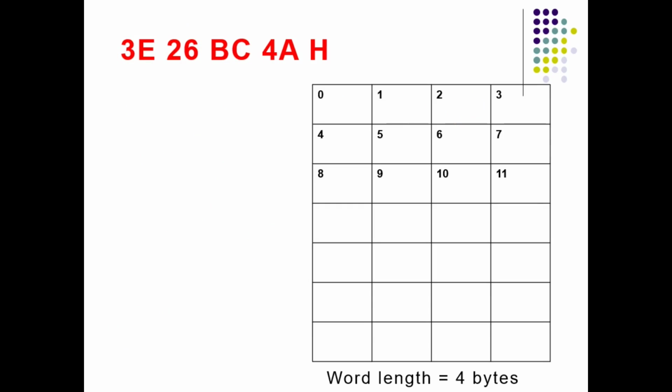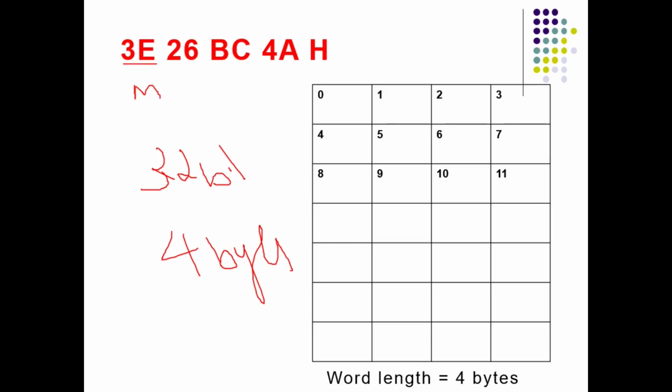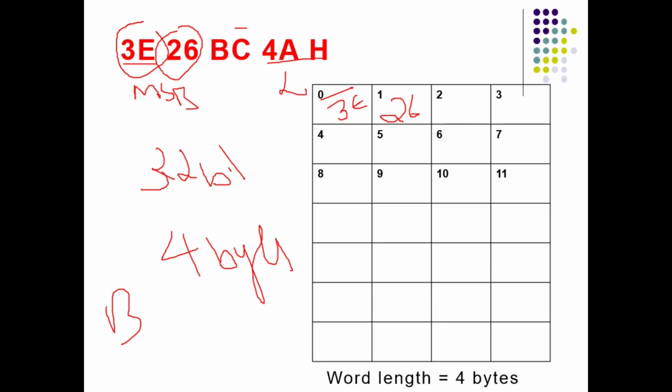It is 4 byte data. Very simple. We know this is 32 bit. There are 8 hexadecimal digits, 8 into 4, 32 bit. Or I can say it is 4 bytes. Now this is the MSB, most significant byte, and this is the LSB, least significant byte. Let's go for the big endian assignment. How does big endian store data? Most significant byte in the least available address. Means 3E, most significant byte here, 3E, 26, very good. Then BC, fine, and then 4A.